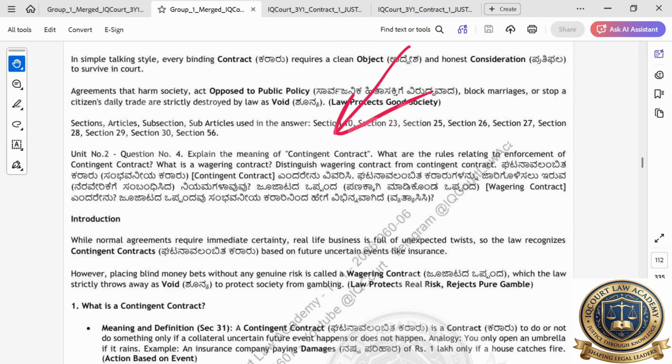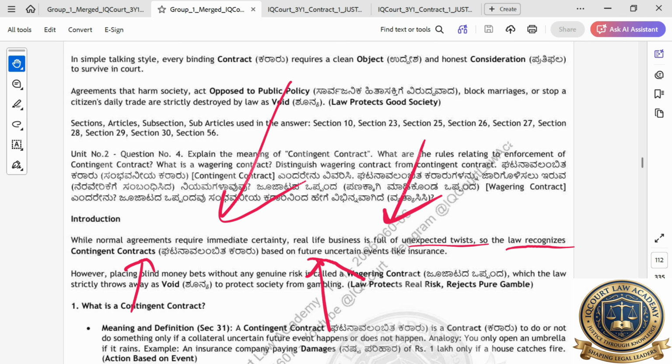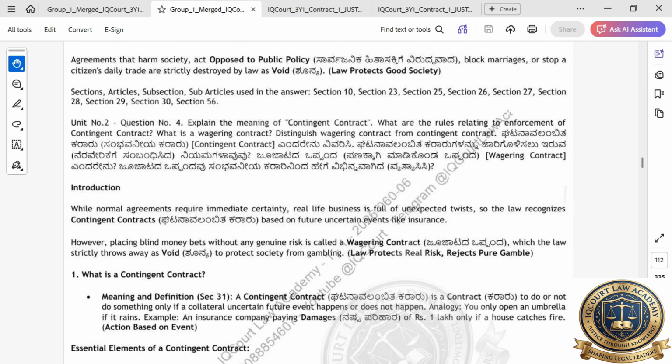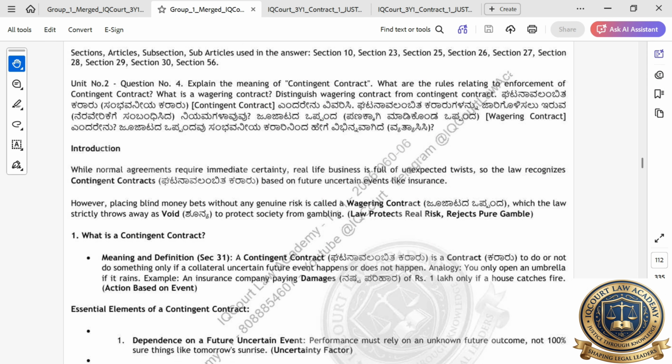Contingent contract. While a normal agreement requires immediate certainty, real life business is full of unexpected twists. So law recognizes contingent contracts based on future uncertain events, like insurance. If something happens, then only that contract will come into picture. That is what we call a contingent contract. However, placing blind money bets without any genuine risk is called a wagering contract, jugata uppanda, which law strictly throws away as void to protect society from gambling.